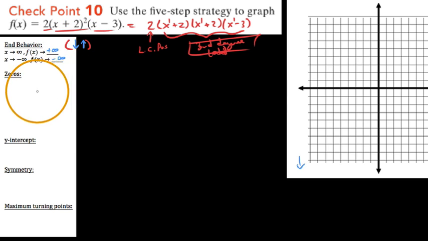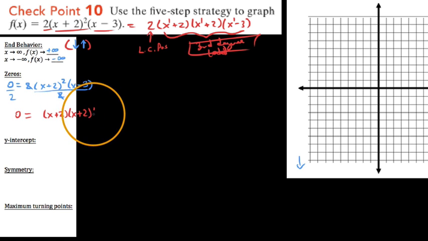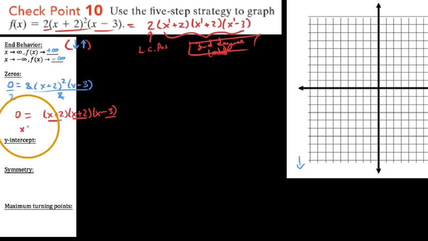So zeros, let's set this equal to 0 here. Set the y values equal to 0 and solve for the x values that cause this to be true. And again, the nice thing about this is that it's already factored. So dividing everything here to get this 2 out of the way, we don't need the 2. What we get left with is 0 equals x plus 2, and I'm going to list this out here, times x plus 2 times x minus 3. And so if we set this and this and this all equal to 0, what we're going to find out is that x plus 2 equaling 0 gives us x equals negative 2.